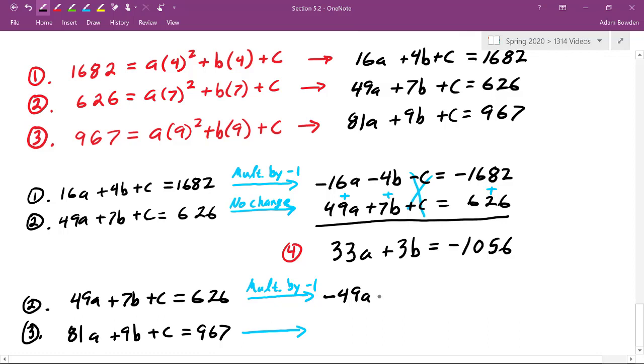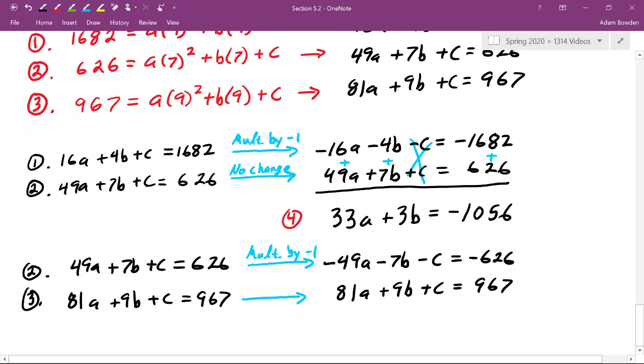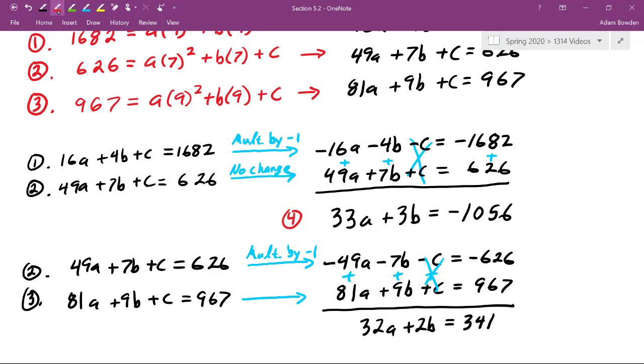So make that a negative 49a, a negative 7b, and a negative c equals negative 626. That seemed appropriate to combine with the other equation so that the c will cancel out. When we combine these, c will cancel out, and we'll be left with 32a plus 2b equal to 341. Let's call that equation number 5.